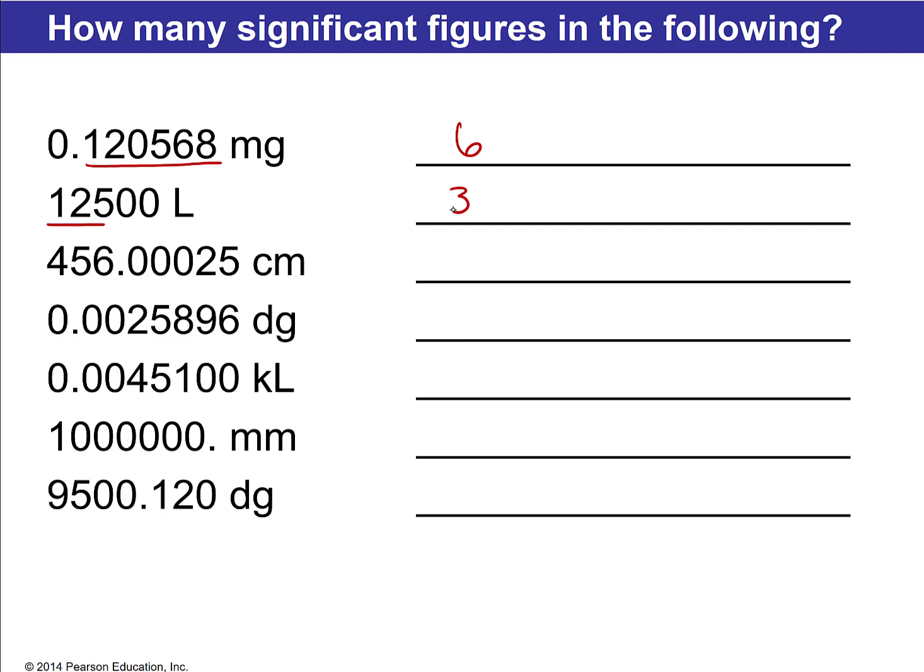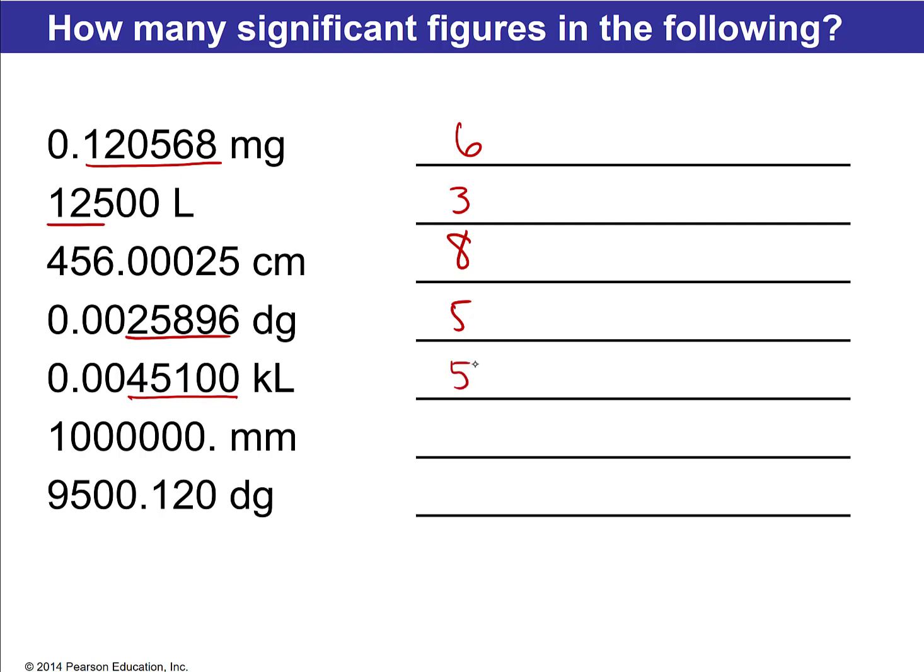What about the next one? 8, because the zeros are in between. Doesn't really matter about the decimal place. If you have zeros in between non-zeros, they're always significant. 0.0025896 decigrams. There's 5, the non-zero numbers. Leading zeros are never significant. 0.0045100. Which zeros? The 2 at the end. There's a decimal place, so those trailing zeros are significant.